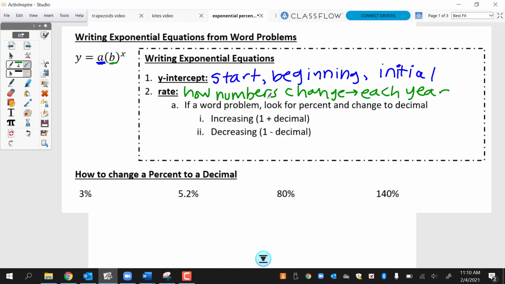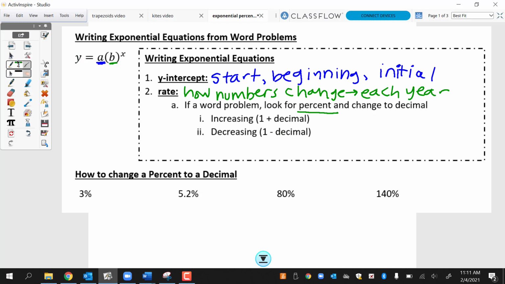They could also be telling us a percent. So we got to talk about, what do we do if it's a percent? Well, if it's a percent, we're going to change it to a decimal, and then depending on whether they say it's increasing, we're going to do 1 plus that decimal. If it says it's decreasing by a percent, then you're going to do 1 minus that decimal.